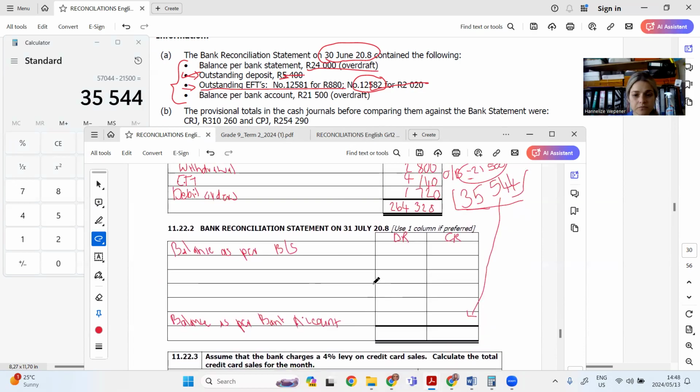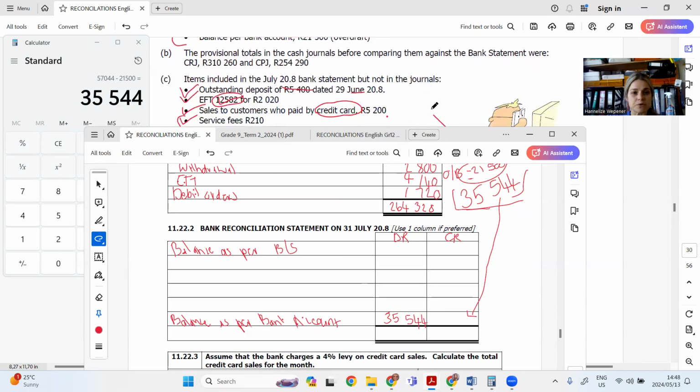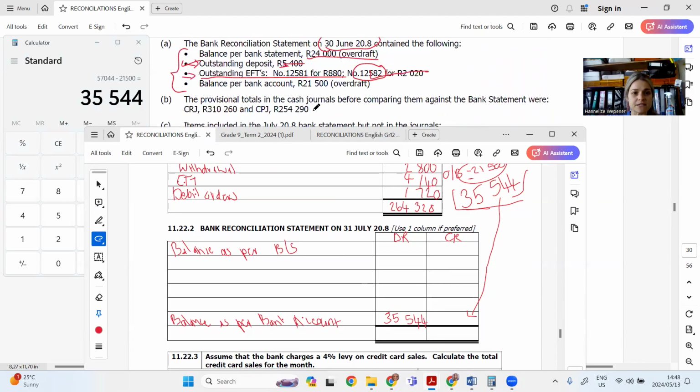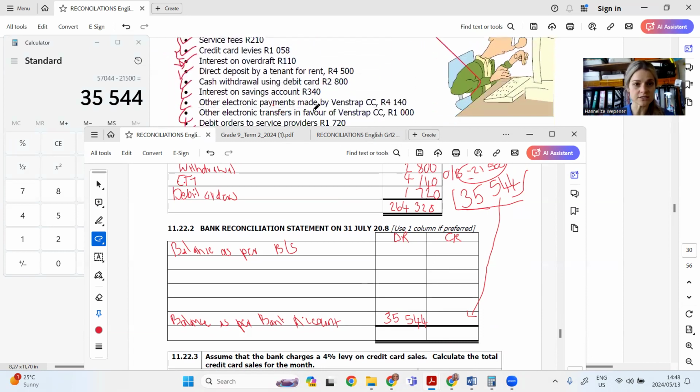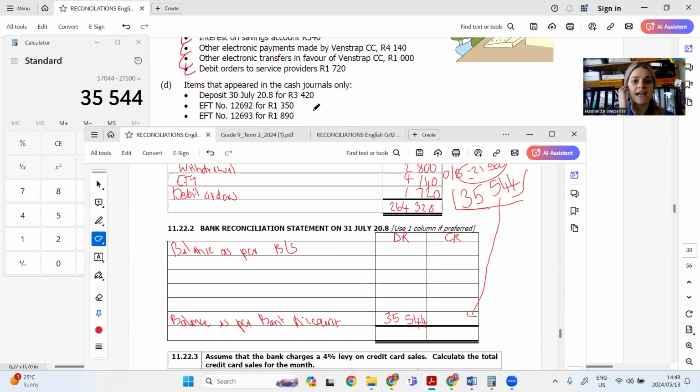There we go. So of 35,544. Okay, right. So that is our balance as per the bank account. So let's go to the rest of the information. We have now used all of the items included in the July bank statement, but not in the journals. And then it says that the items that appear in the cash journals only.